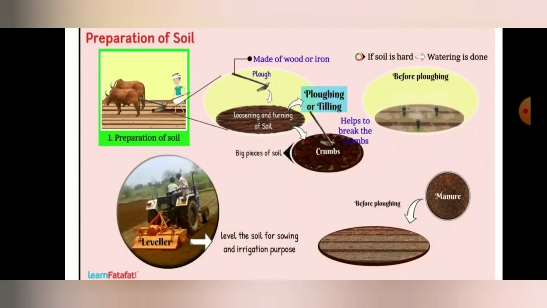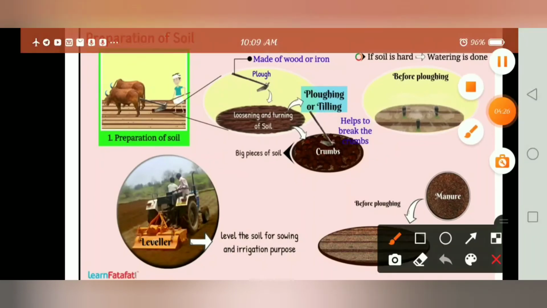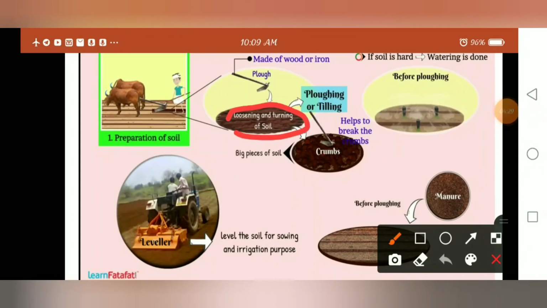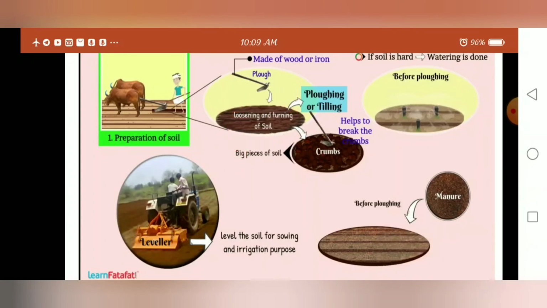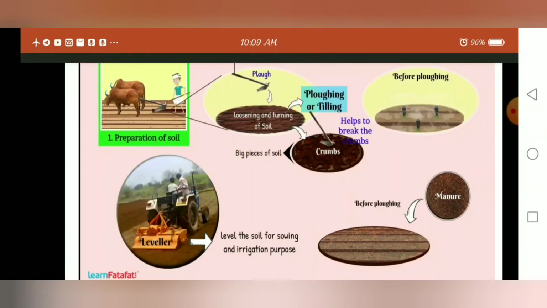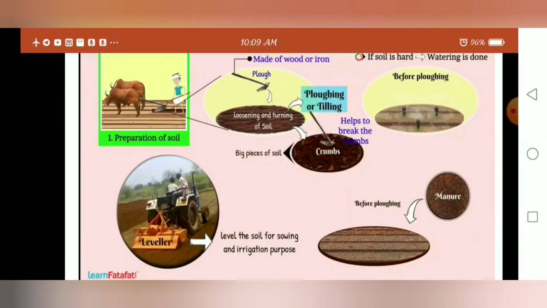One of the most important tasks in agriculture is to turn and loosen the soil. Here you can observe loosening and turning of the soil. It is very important. Among the preparation of soil, which one is very important? Preparation of the soil is very important. Okay, so why is it so important?